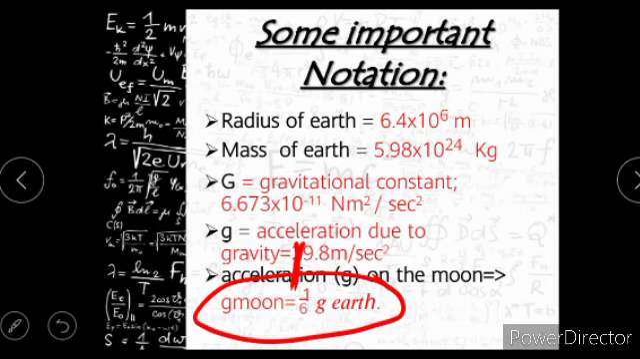These are some important notations I have shown you, and from our next class we will start discussion of mathematical problems and some other topics of this chapter.